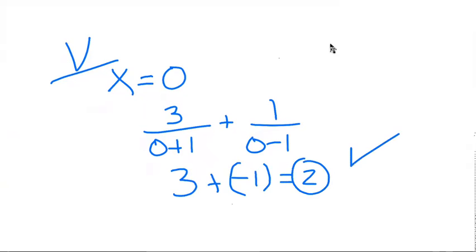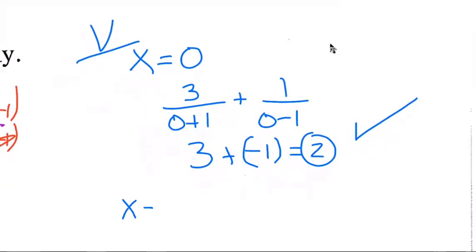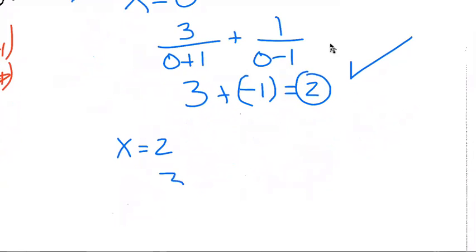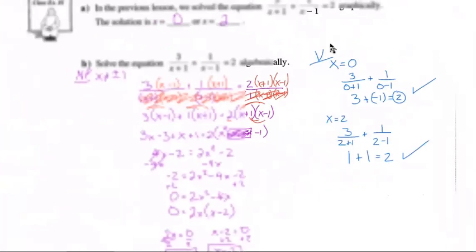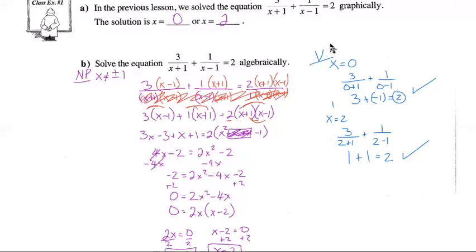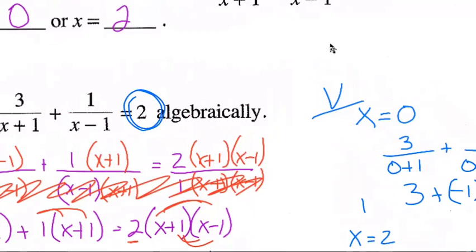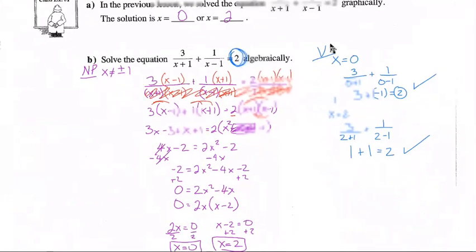So this verifies. And now I need to verify my x equals 2 and do the same thing. 3 over 2 plus 1 plus 1 over 2 minus 1. Well, 3 over 2 plus 1 is 3 over 3, that's 1. Plus 1 over 2 minus 1, that's 1 over 1, that's 1. That equals 2. That also verifies. So this is true. And the good thing is that this was equal to a whole number, and we only had to really verify the left-hand side. But both of those solutions are correct. So we have to verify both to make sure that they are correct.